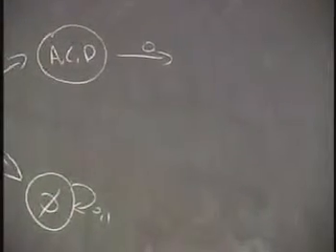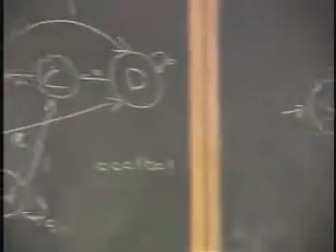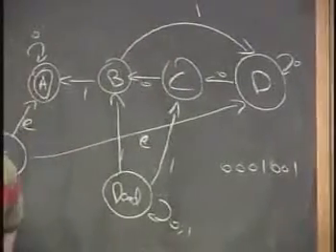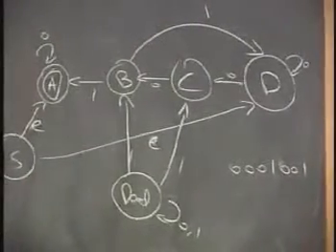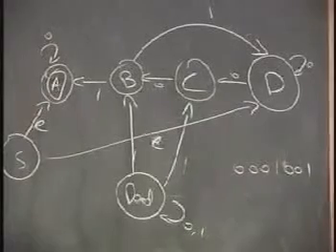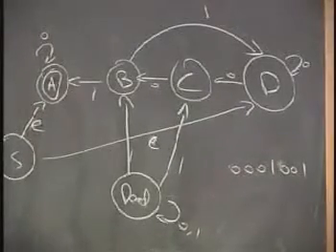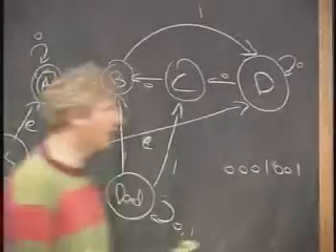On an ACD, if you get a 0, where can you end up? A, D, C, or B. All of them, right?